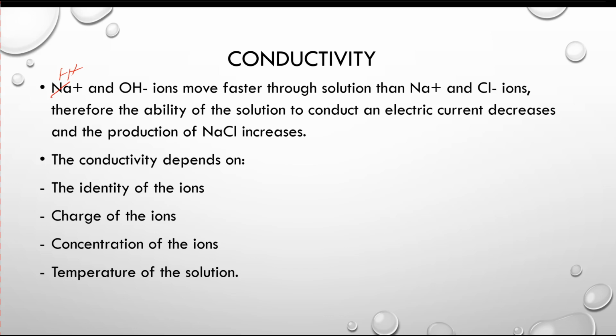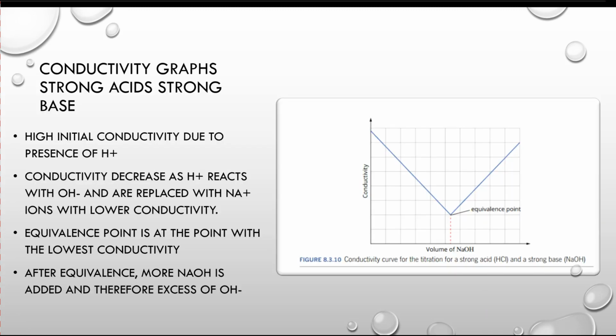So conductivity does depend on a couple of things, and they're listed here: the identity of the ions, so which ones are there, the charge they have, how much of them there is, and the temperature of the solution as well. So let's look at a couple of different graphs for each of the scenarios that we've been looking at so far. So here we have a strong acid, strong base solution. Now we can see here its conductivity, and we can see the volume of sodium hydroxide that's been added. So we start off with a fairly high conductivity up here.